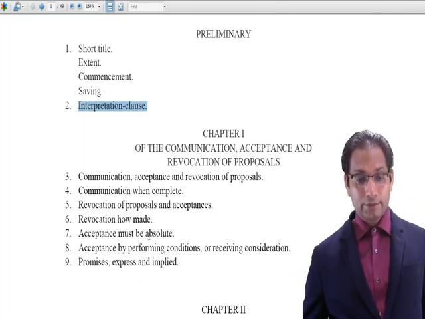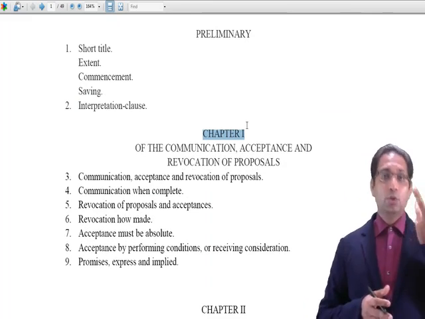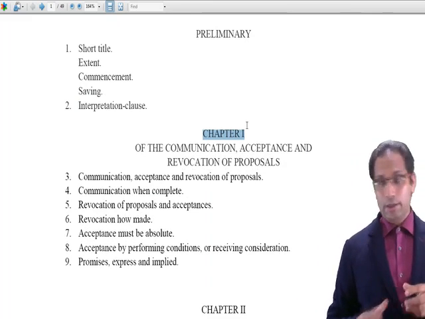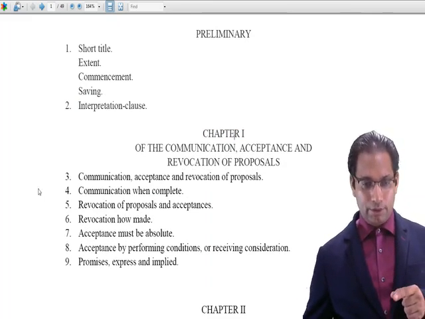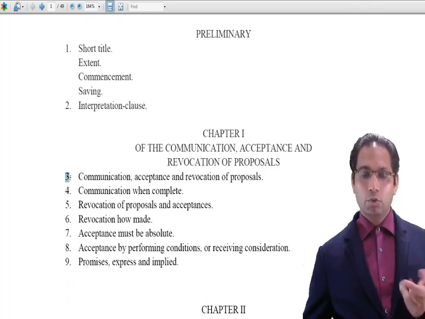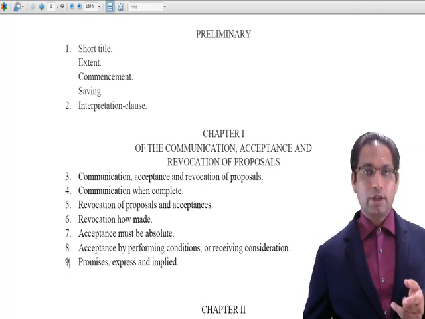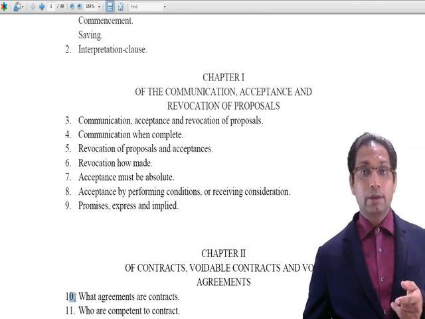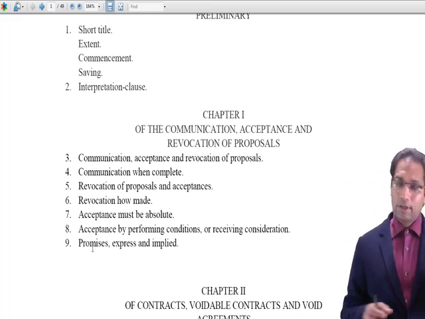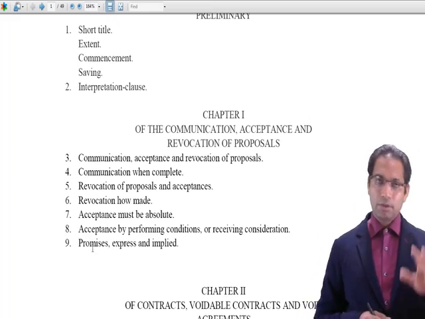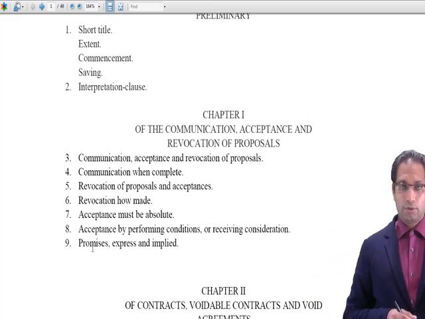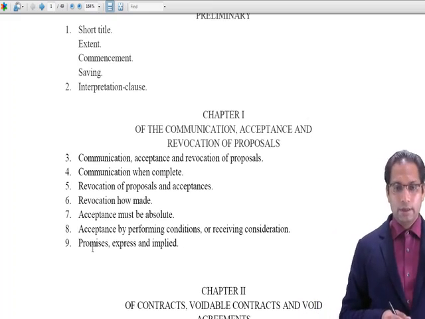Not just that, class. There is something called chapters also. But as you will find out later on, nobody talks about chapters. Why? Because look at chapter 1. Is it starting from section 1? No. Section 3 to section 9. Chapter 2, section 10. So class, there are 11 chapters in this act, but only sections are important. Section numbers and section names are important.